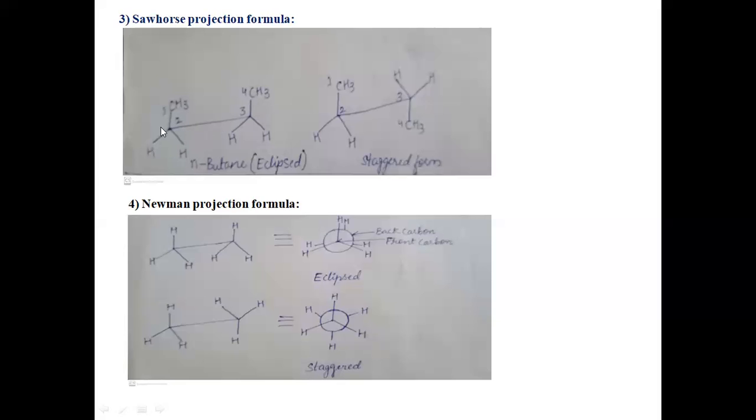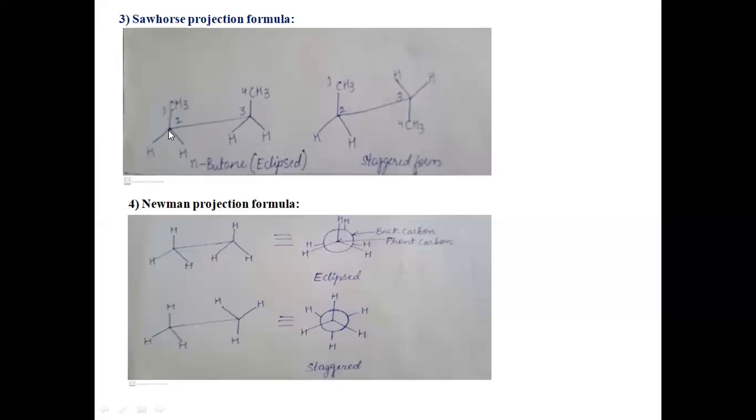For the lower left hand, you have to imagine that the observer or the viewer is viewing the molecule from this side. So this lower left hand carbon is taken as a front carbon. This is the first carbon atom, this is the second carbon atom, this is the third carbon atom, and this is the fourth carbon atom.